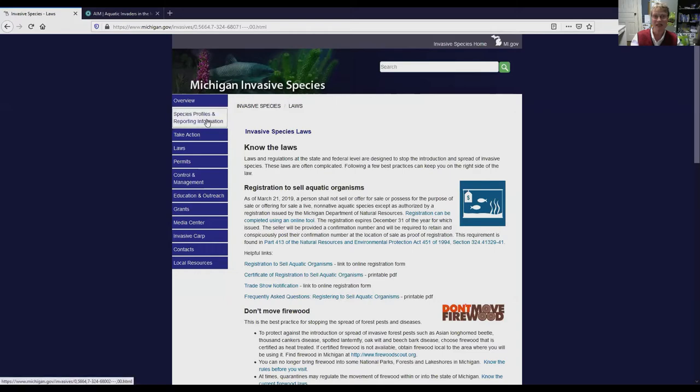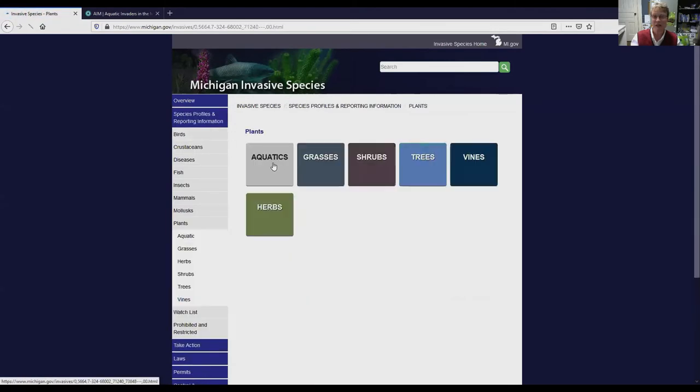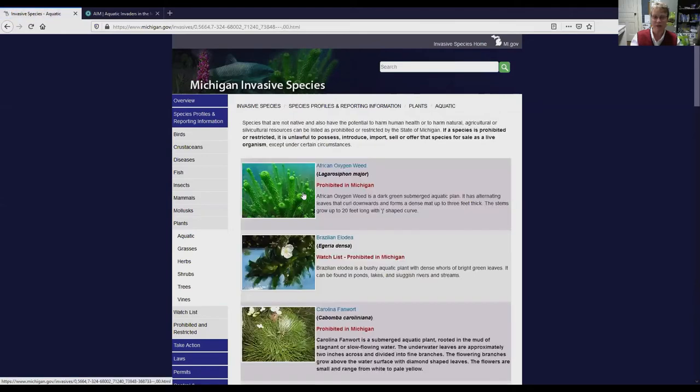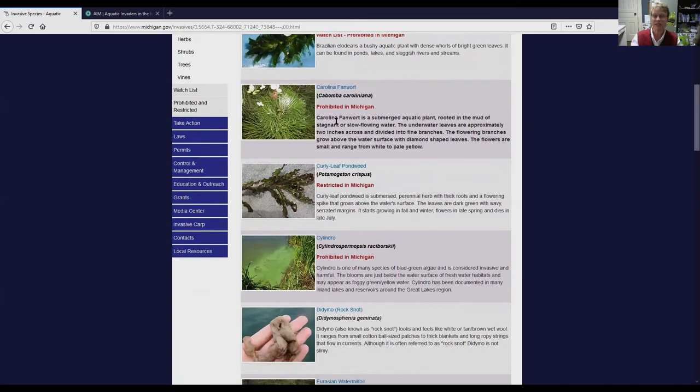One of the links here actually can give you species and their profiles. So we're going to be talking about aquatic invasive species. We already mentioned Brazilian Elodea. You can get information on whether a species is prohibited, if it's on a watch list, if it's restricted. And so that's an excellent resource that you can go to.